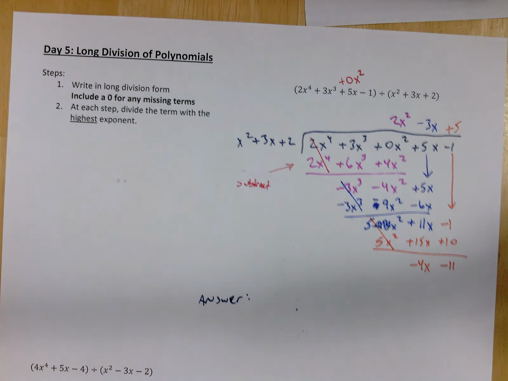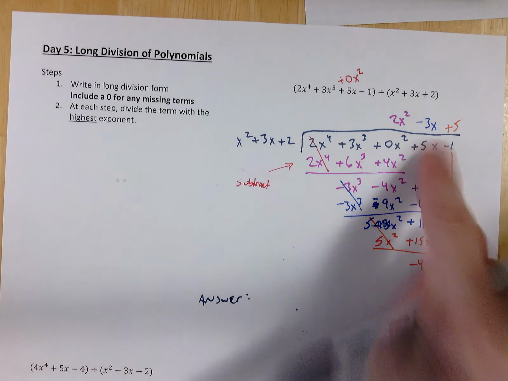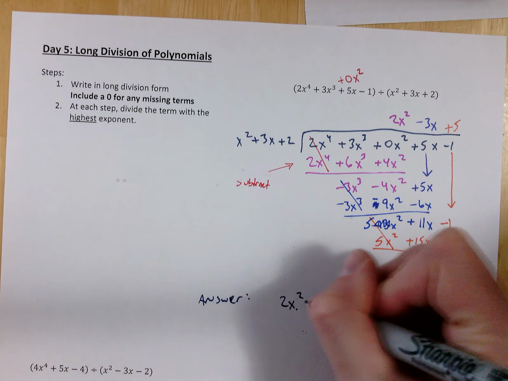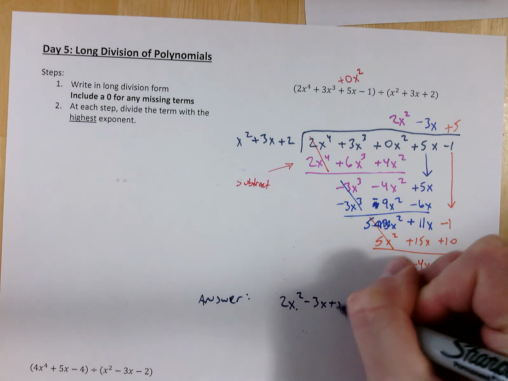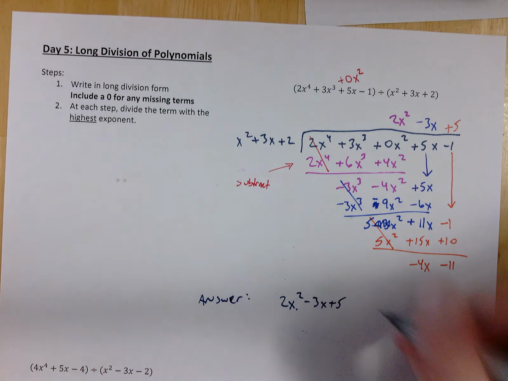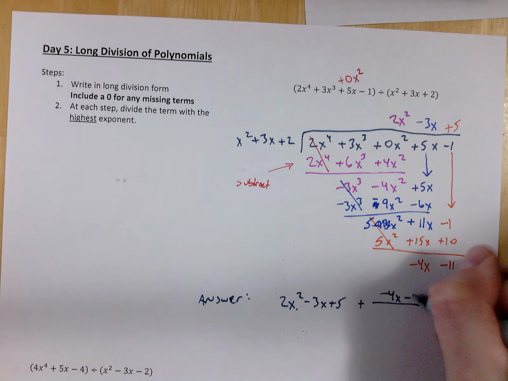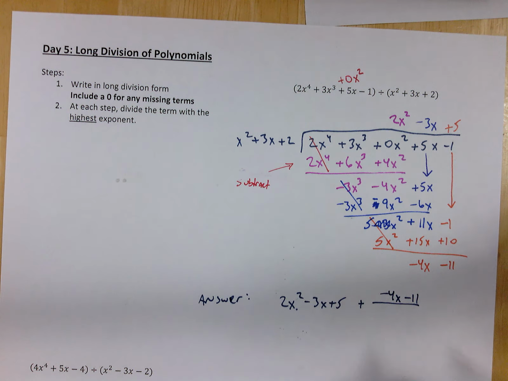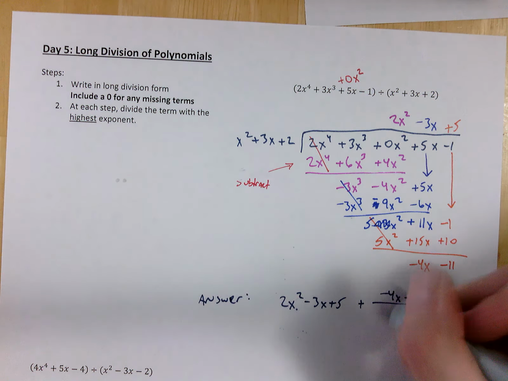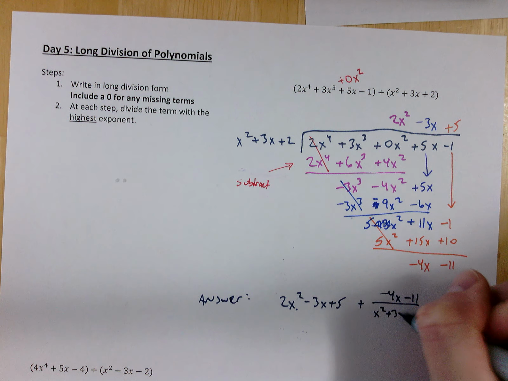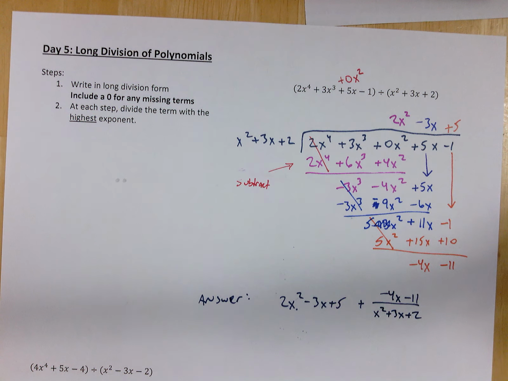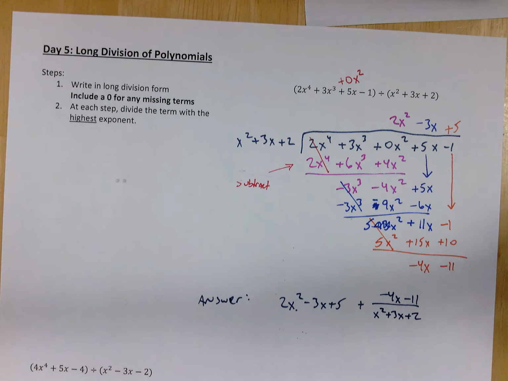All right, so your final answer is whatever is up at the top, so the 2x squared minus 3x plus 5. And then plus, and we're doing the fraction setup, right? Just like we had the 1/3 in that other example. So plus the remainder, negative 4x minus 11, divided by the thing you were dividing by to start with. Okay, and that is your final answer.